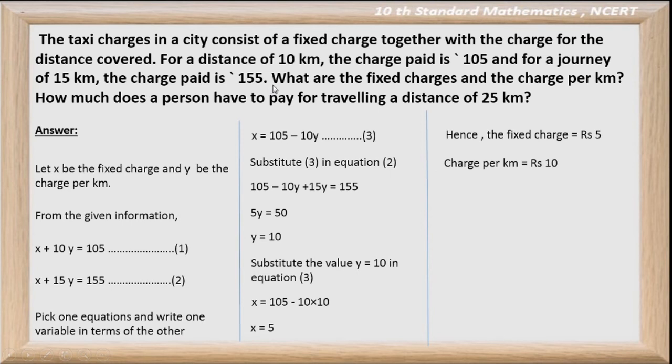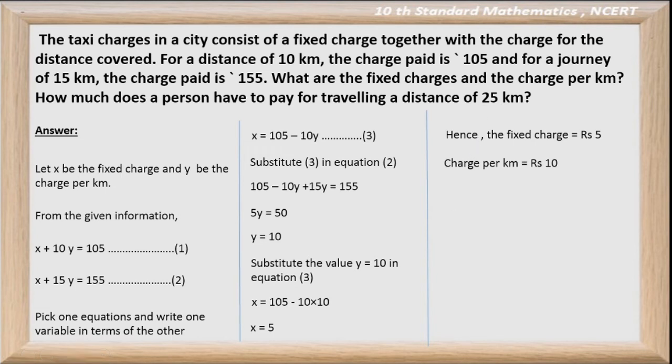Now what is the question next? How much does a person have to pay for traveling a distance of 25 kilometer? That means we have to find how much they will pay for 25 kilometer. How we will get that? We can make a linear equation for this. X plus 10y equal to 105. This is for 10 kilometer. So how we can make for 25 kilometer?